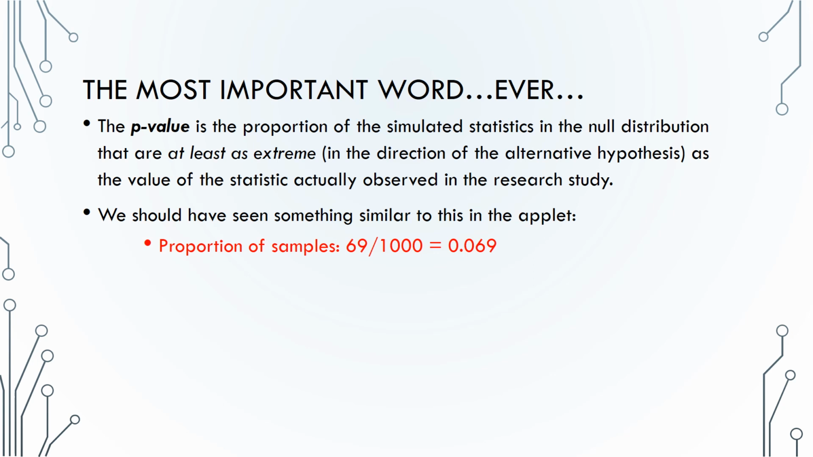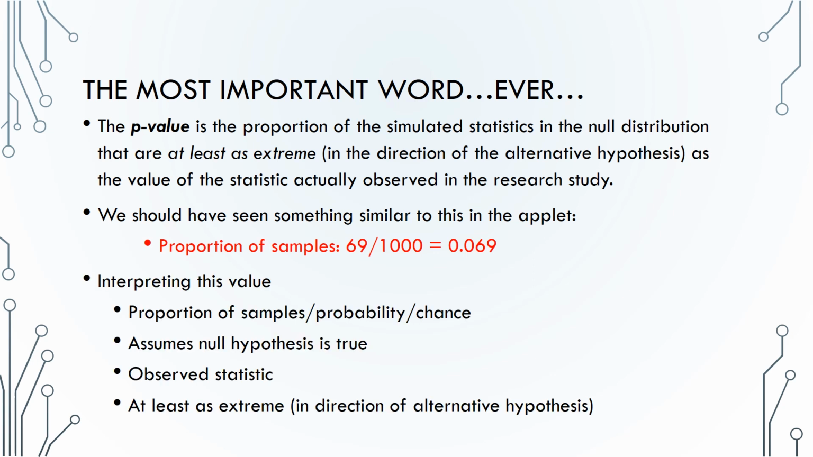Any p-value interpretation requires 4 components. You need to note that the p-value is a proportion of samples, or a probability, or a chance, or the likelihood of something going on. The p-value assumes the null hypothesis is true, because it was found by finding a proportion of simulated statistics in the null distribution, or statistics that were simulated assuming the null hypothesis is true. The p-value was found using your observed statistic, so that needs to be included in the interpretation, as well as the direction that we went from the observed statistic, which will always be the direction of the alternative hypothesis. Let's look at 2 examples.